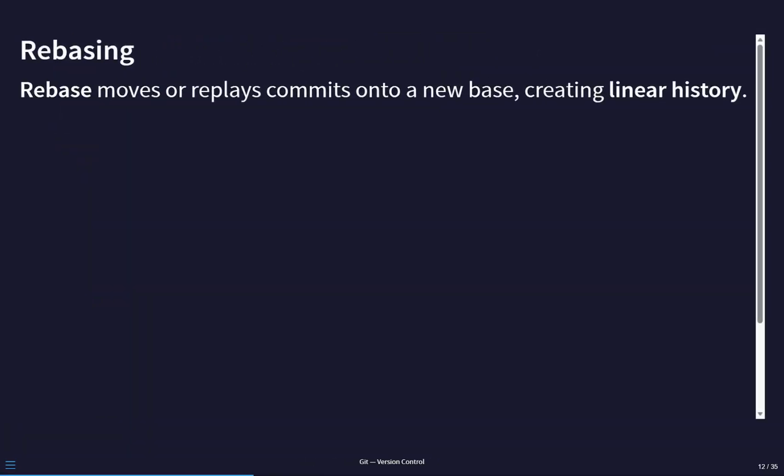Rebase is one of the most powerful and most misunderstood features in Git. Let's break it down carefully. Rebase takes a series of commits and replays them onto a different base commit, creating a linear history, as if the feature branch was always branched from the latest version of main.